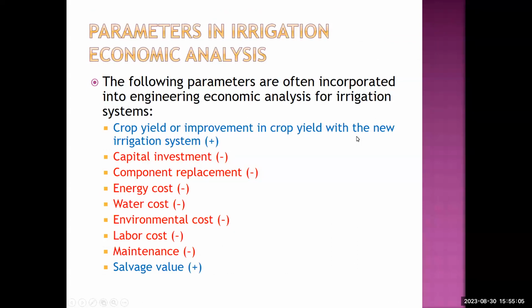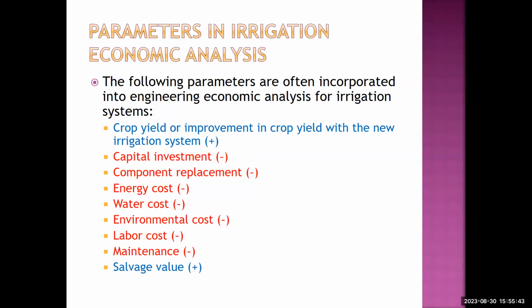All right, so we typically prepare a 20-year analysis for an irrigation system. One reason is that that is considered the lifespan of many of the components, such as PVC pipes. The second reason is that it is a typical length of time for engineering economic analysis. Several parameters are included in engineering economic analysis of irrigation systems. So the benefit is the crop yield, or possibly just the improvement in crop yield if you're replacing one irrigation system with another.